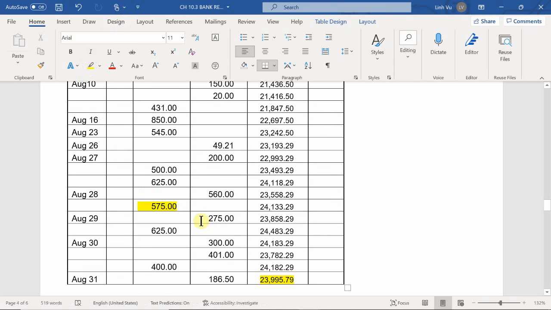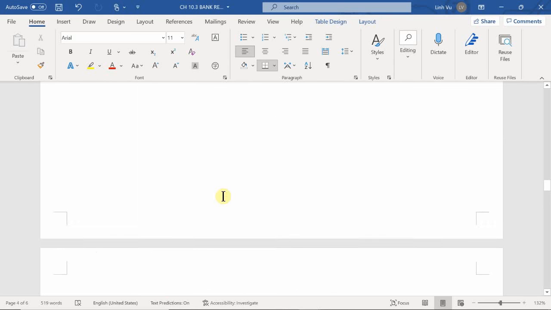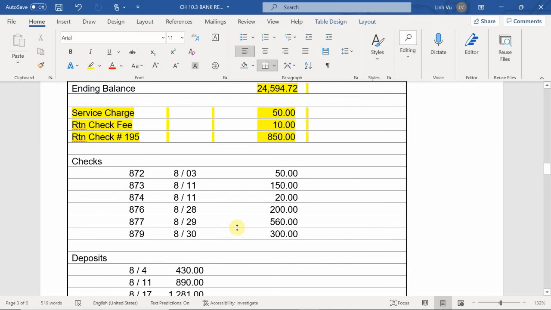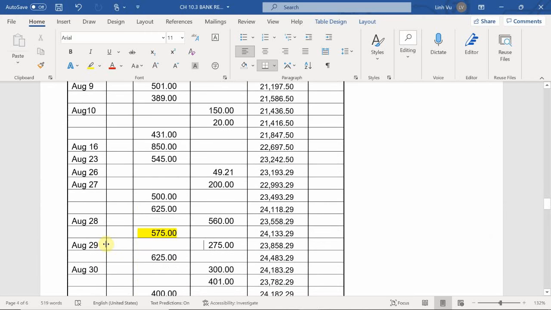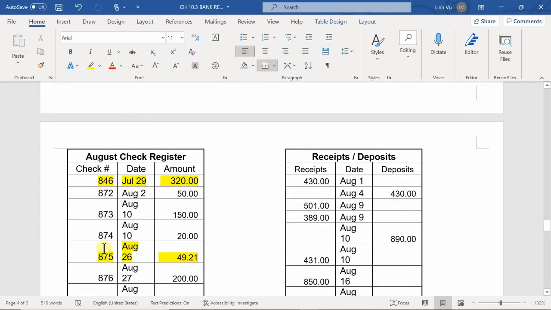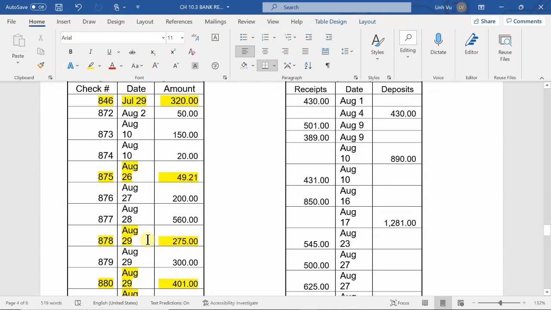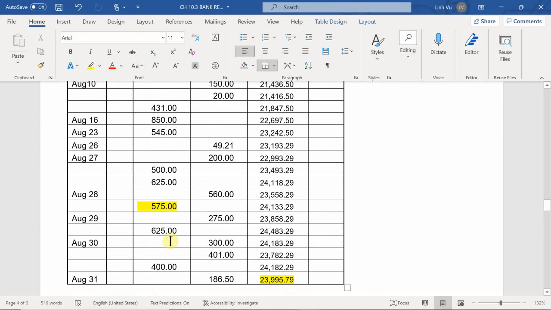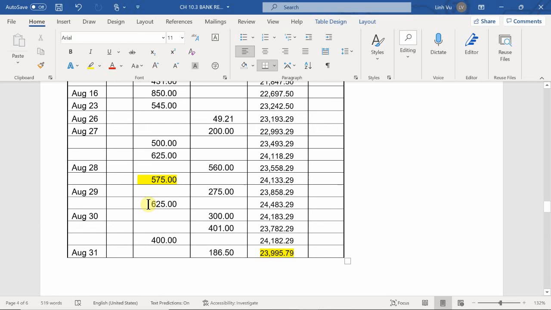Okay? Did I write a check for $275? Let's see. No, I did not write my check for $275, but I did recognize it in my check register that that's one of the checks that has not cleared yet. So that means I'm good to go there. Okay? And then I ended up depositing another $625, which I know isn't true because the last deposit I have is for $400.